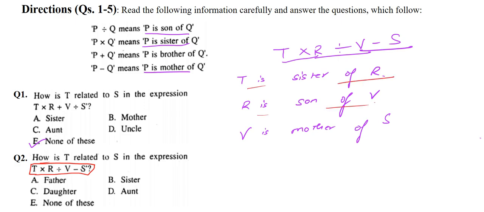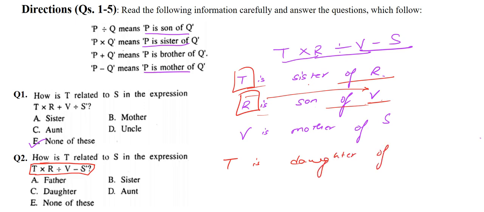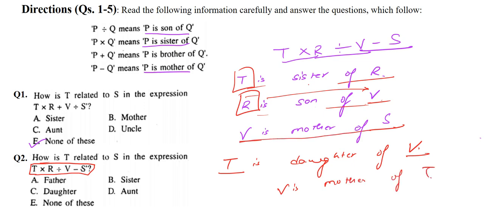So we can say that T being sister of R and R being son of V, T must be daughter of V, because there is a sibling relation between T and R, and R is son of V, so T must also be daughter of V. So T is daughter of V and V is mother of S. So you can see V is mother of T here because T is daughter of V. Therefore V is mother of T, and here also V is mother of S.